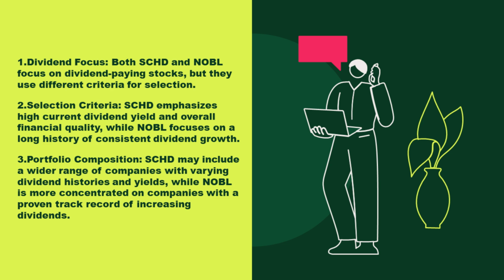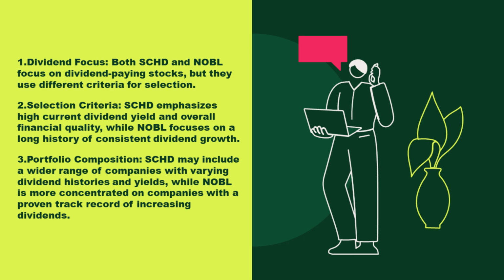SCHD's primary focus is on high dividend yield and quality. The ETF is designed to track the performance of the Dow Jones US Dividend 100 Index, which includes 100 high dividend-yielding U.S. stocks. The selection criteria for SCHD emphasize a combination of high dividend yields and strong fundamental metrics.